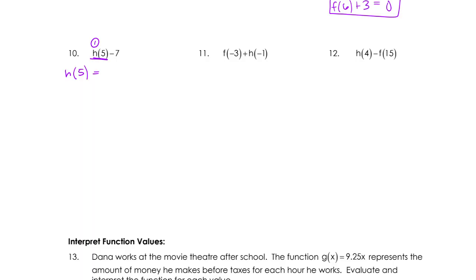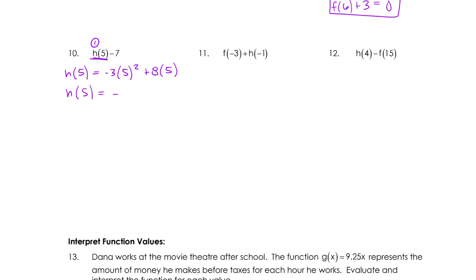So h of 5 is going to be, and I don't have the functions on my video right now, but they should be on your notes. They should be at the top of your paper still. So then if I plug this in, I would have -3, 5 on the inside squared, and then plus 8 times 5.